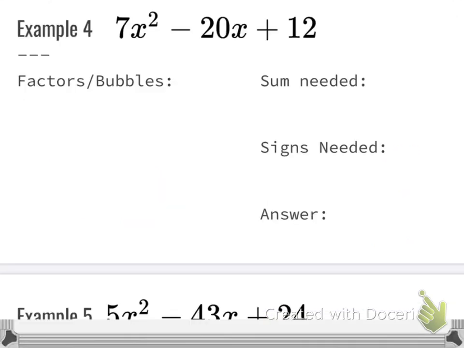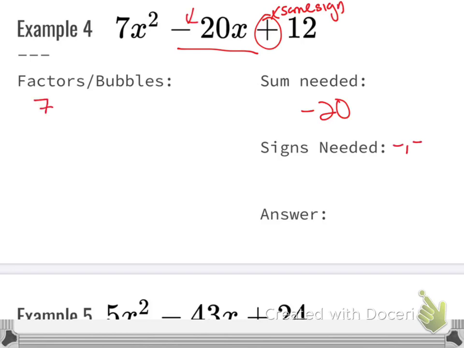Okay. Since this is our last example, this is probably a good time for me to let you know our key word. Our key word for today, let's put beets, like B-E-E-T-S. Beets. Okay. So the sum needed is going to be that middle term, so it's negative 20. This tells us same sign. This tells us both going to be negative.